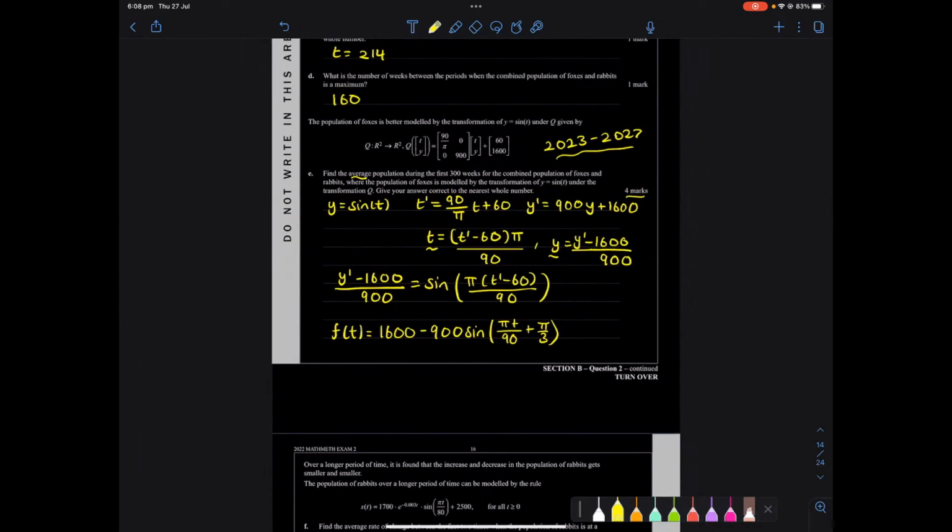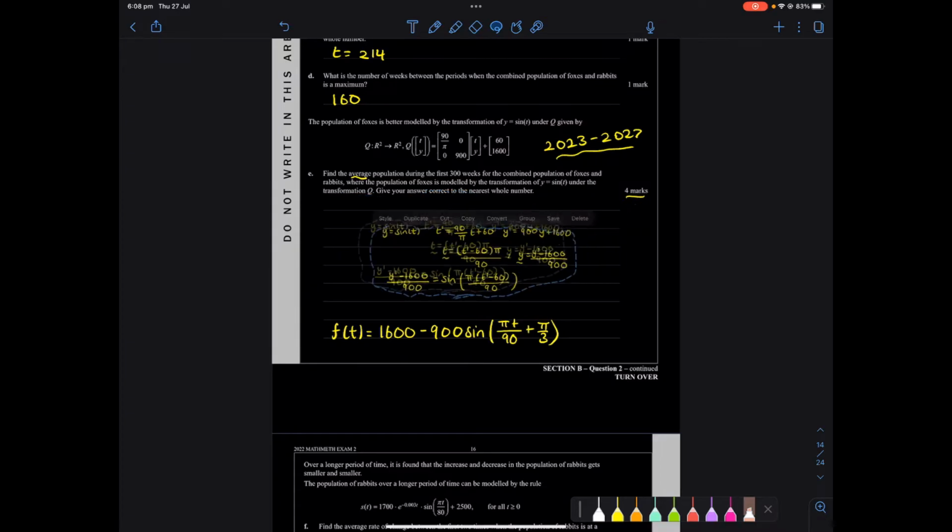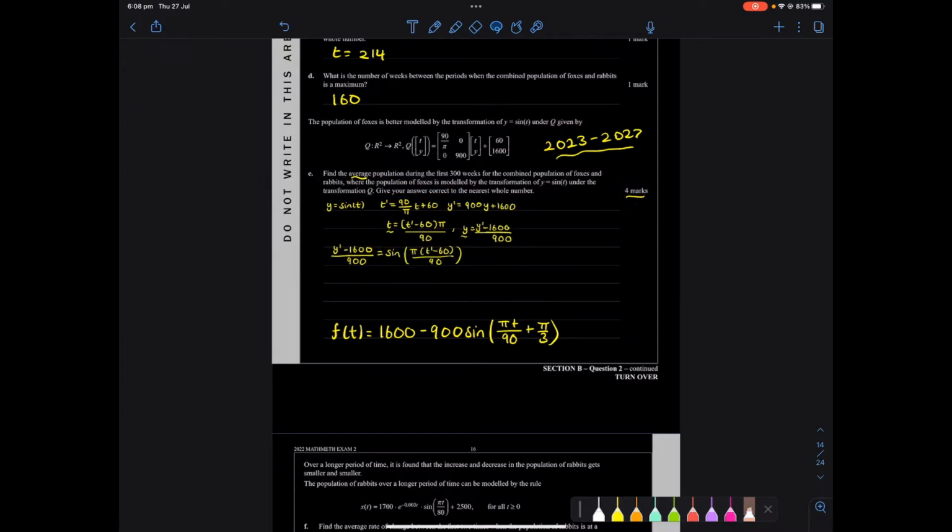And you know why I'm showing all this working out? It's because it's a 4 marker. You need to show as much working out as you can. You can't just use a calculator for this. So now we know the equation of the fox.